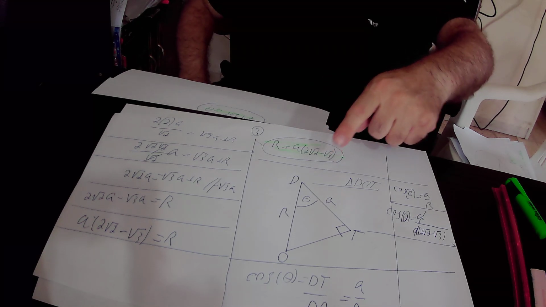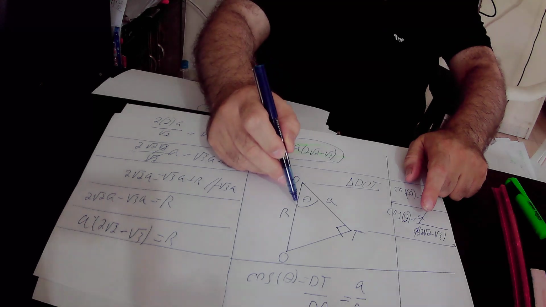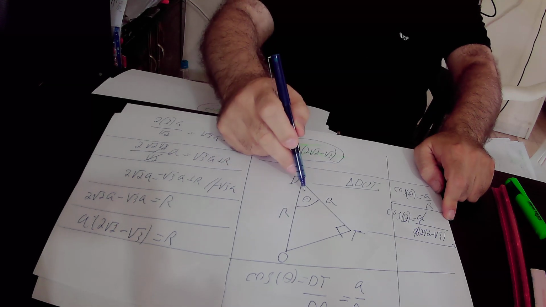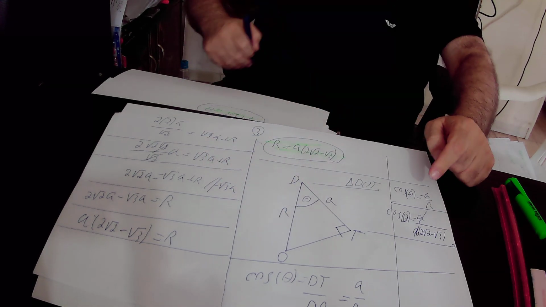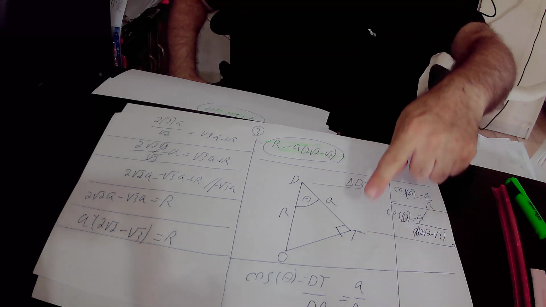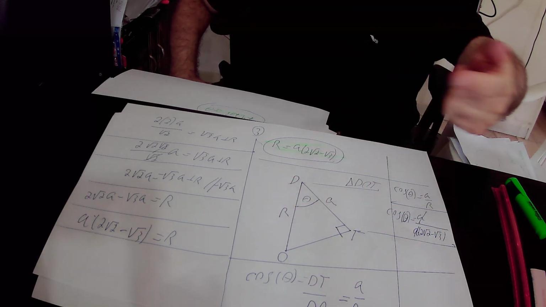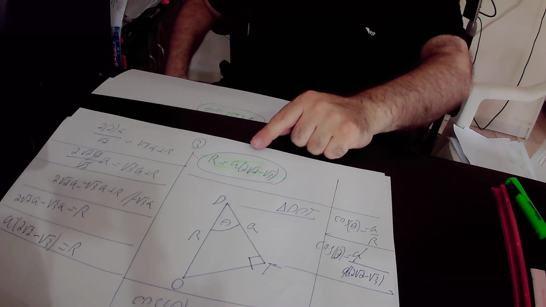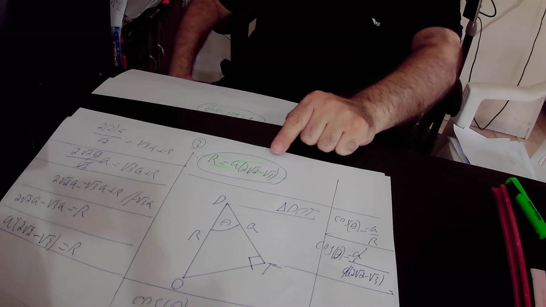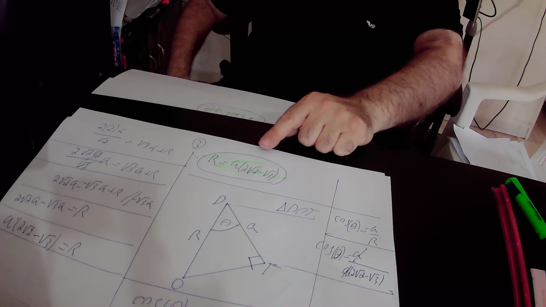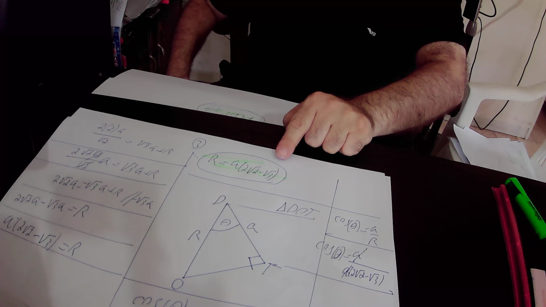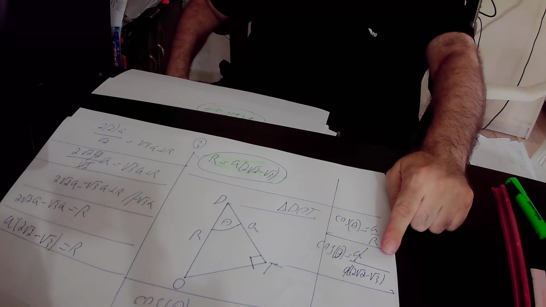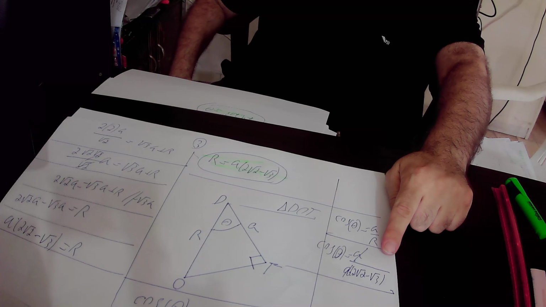In this right triangle DOT, it is very easy to see that cosine theta equals DT over DO. DT equals A, DO equals R. So in conclusion, we found that cosine theta equals A over R, and we already found that R equals A times (2 times square root of 2 minus square root of 3). So we substitute R by A times (2 times square root of 2 minus square root of 3), and we got cosine theta equals A over A times (2 times square root of 2 minus square root of 3).